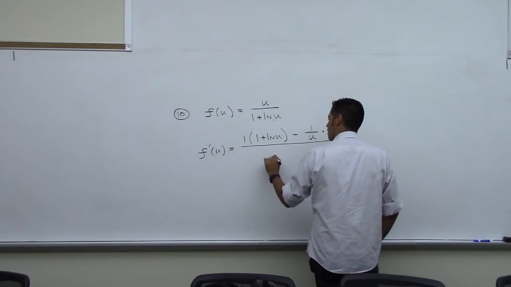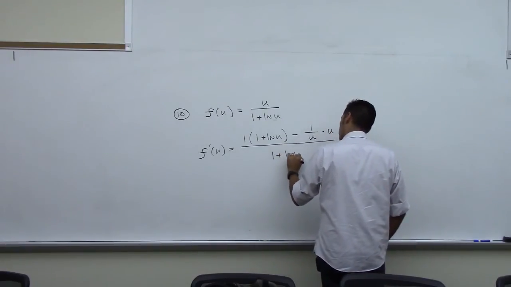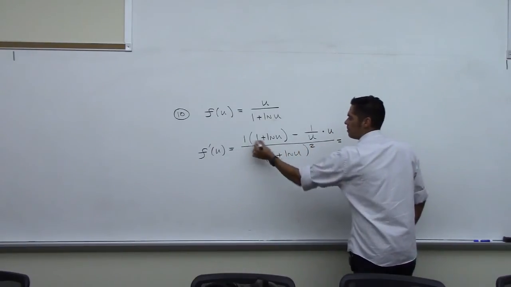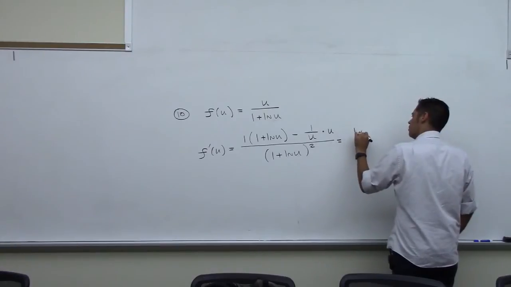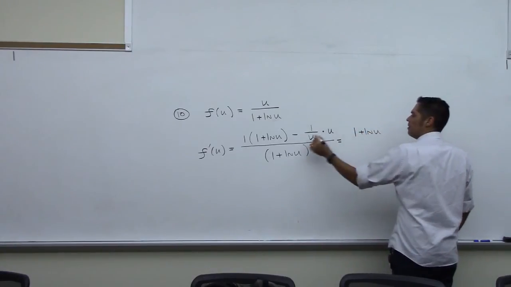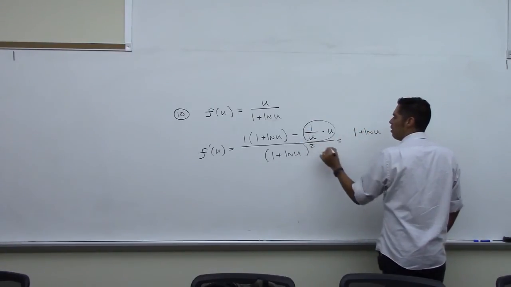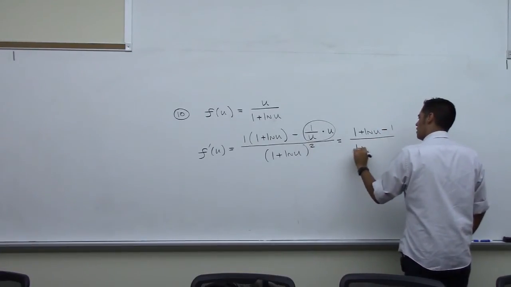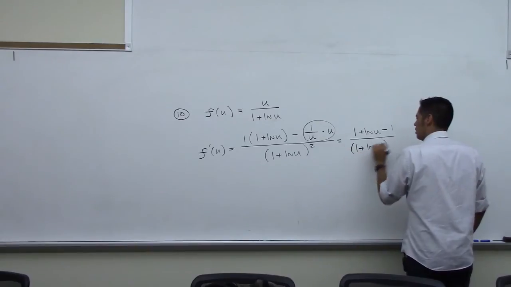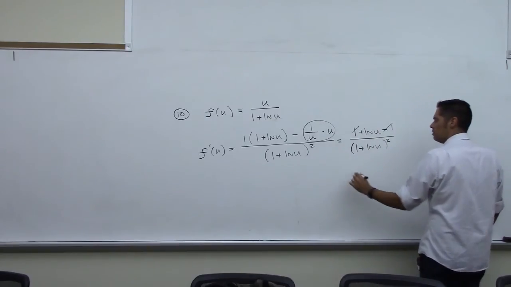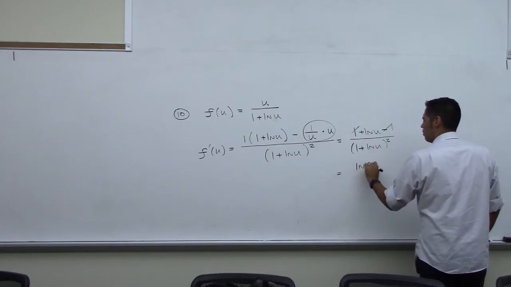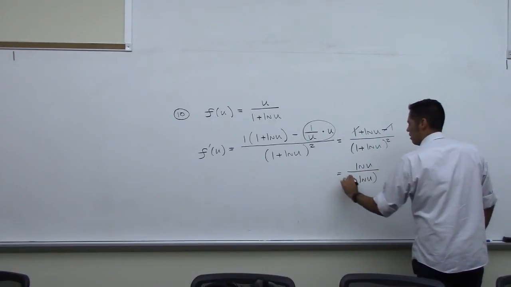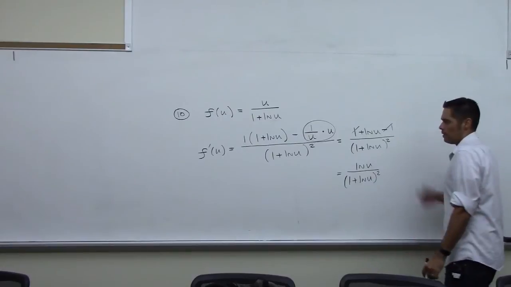So when I square the bottom, I get 1 plus natural log u, that whole quantity squared. Now this just becomes 1 plus natural log of u. Then this is going to become, right here, that's a 1, so minus 1, and then over 1 plus natural log of u squared. The 1's cancel, and you have natural log u over 1 plus the natural log of u, that quantity squared. There it is.